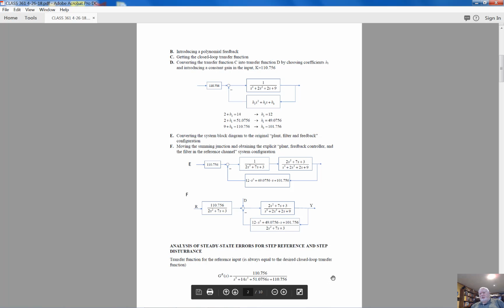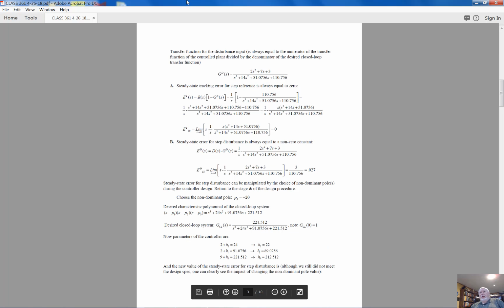First of all, when it comes to steady state errors, we have to come up with the transfer function for reference. And how will you do it? This is the input, this is the output. You have to figure out the transfer function. And this is the transfer function. And of course, don't be surprised. Our design procedure was properly performed, and therefore the transfer function for reference is exactly equal to the desired closed loop system transfer function. No questions about it.